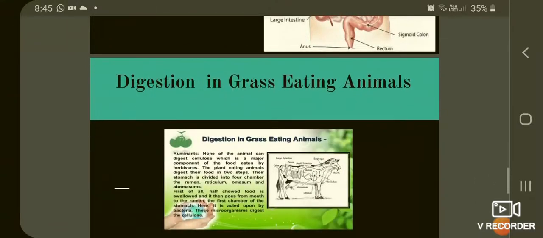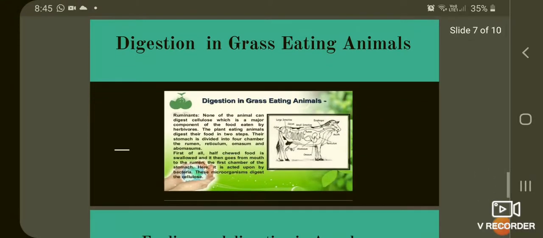Okay. Next, digestion in grass-eating animals. Yes, children. You are seeing in the picture a cow. Okay, students. We call these ruminants. You are observing a cow eating food or grass. After some time you are observing it making a chewing motion in the mouth. In Kannada we call it milku hakuvudu. We are explaining the digestion in grass-eating animals.